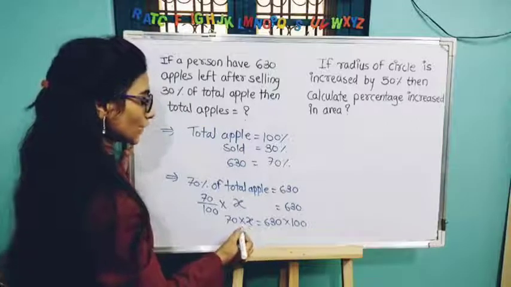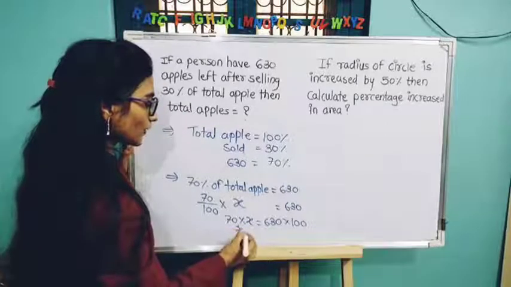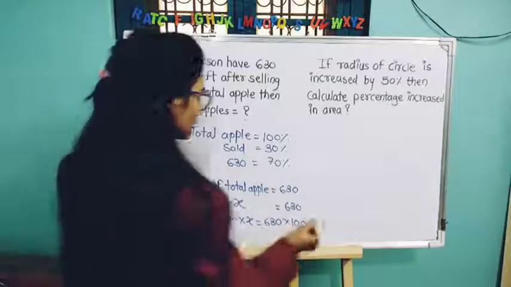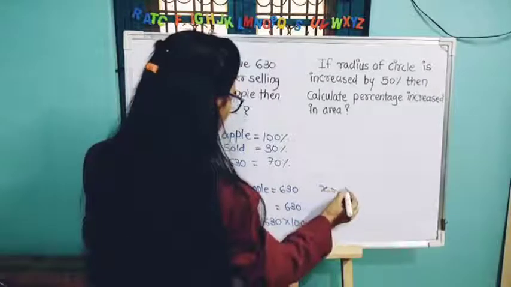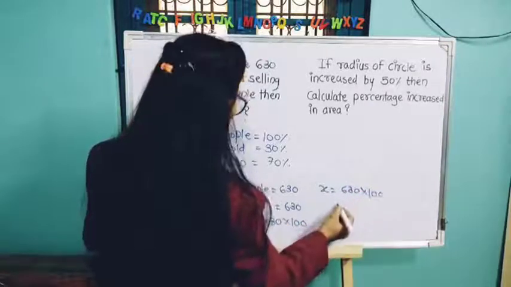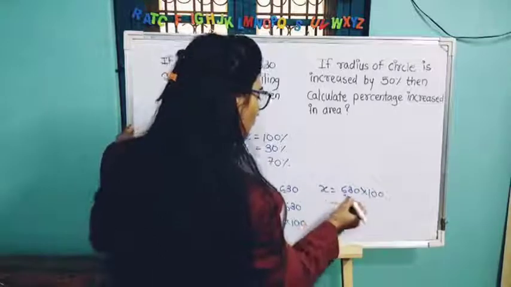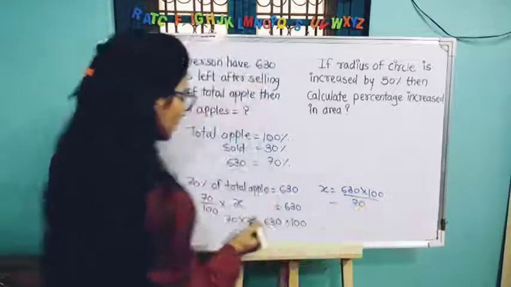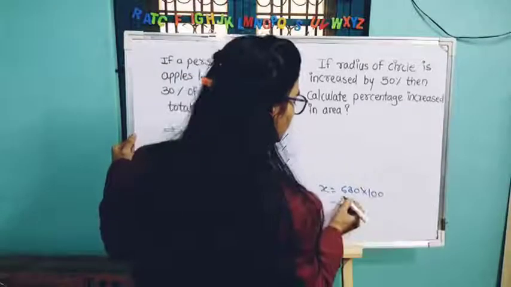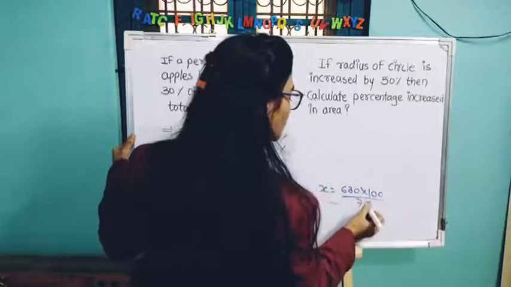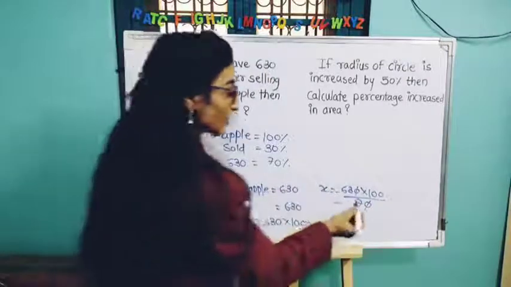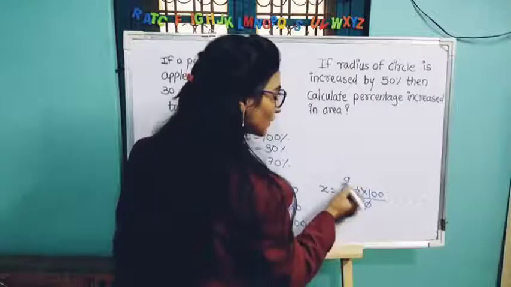To find x, what do we have to do? We write x is equal to 630 multiplied by 100 upon 70. Because this 70 is multiplied on this side, on that side it will be divided. So this 0 gets cancelled with this one, and we know that 63 is divisible by 7. So 7 1 is 7 and 7 9 is 63.